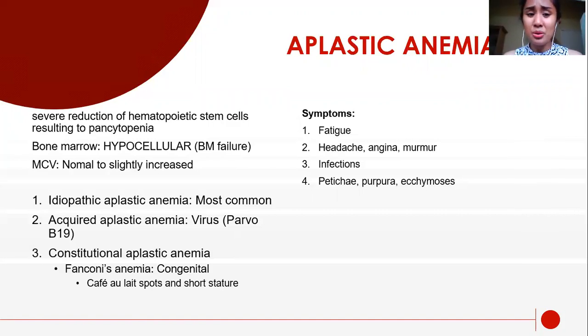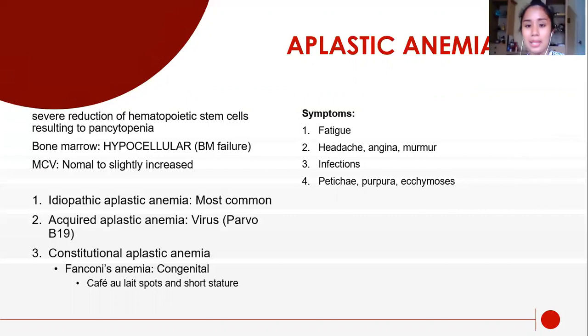Coming from the name aplastic, there is actually no production. Actually, it shouldn't be called anemia, because it's a severe reduction of hematopoietic stem cells resulting in pancytopenia. It should be aplastic pancytopenia, because not only the red blood cells are affected; there is no production of hematopoietic stem cells. Myeloid stem cells, none. Lymphoid stem cells, none. Erythroid stem cells, very few. The bone marrow is hypocellular.